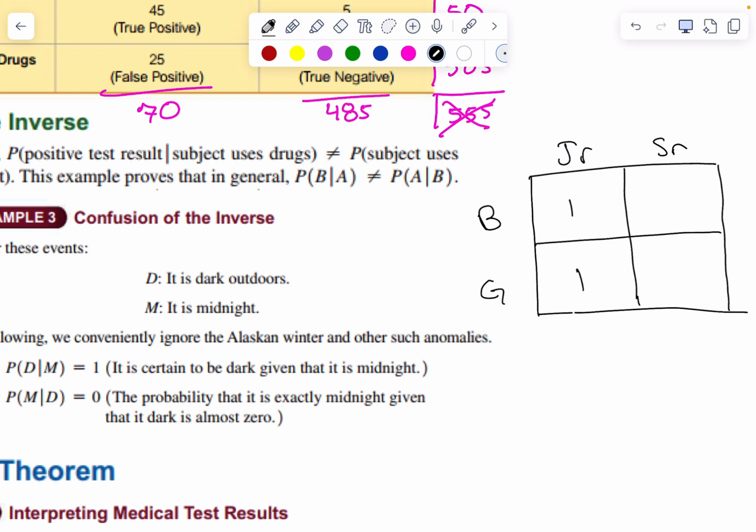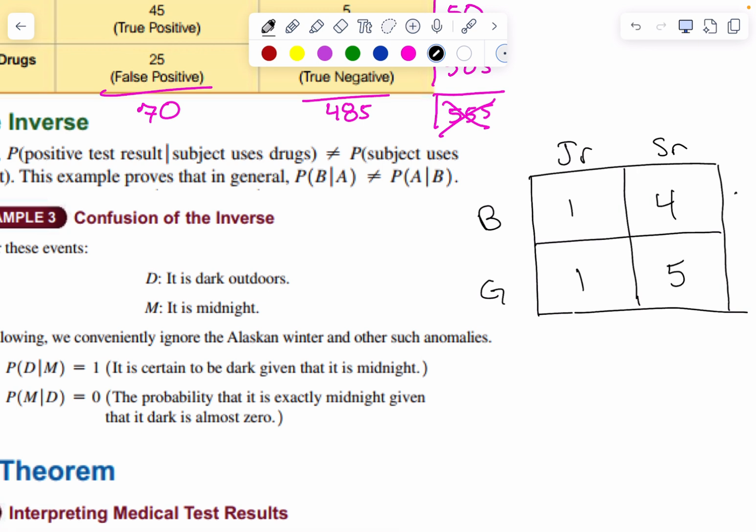Okay, now I got to count. 1, 2, 3, 4, 5 senior girls, and 1, 2, 3, 4 senior boys. Is that true? That's 11. You put it the other way around. It's 4 boys, not 4 boys, 5 girls. Yes, I put those in the wrong spot. Okay, 4 and 5. There we go.